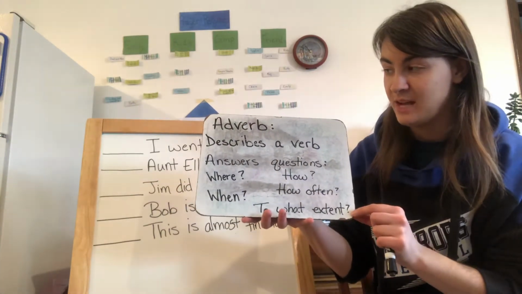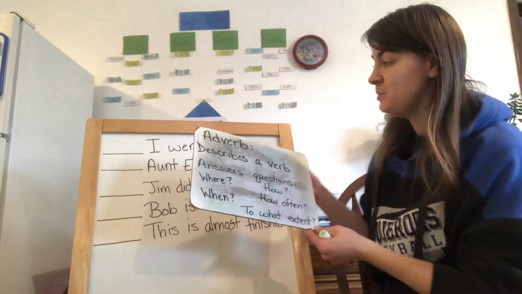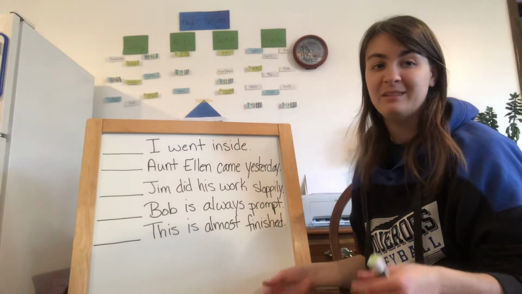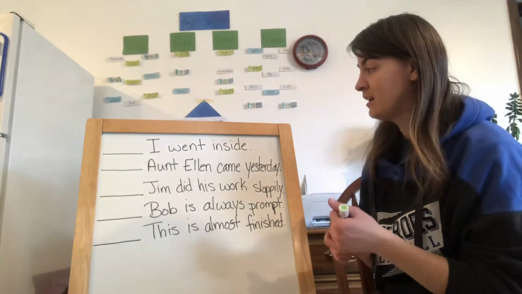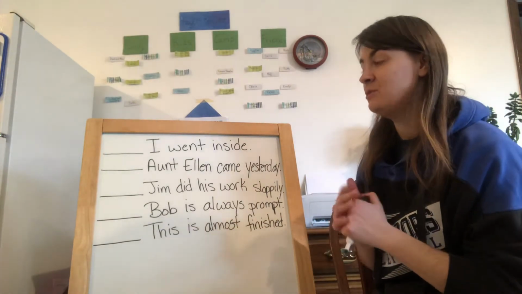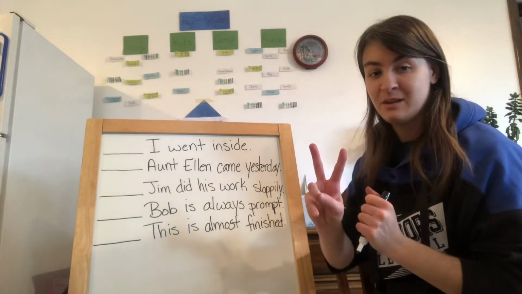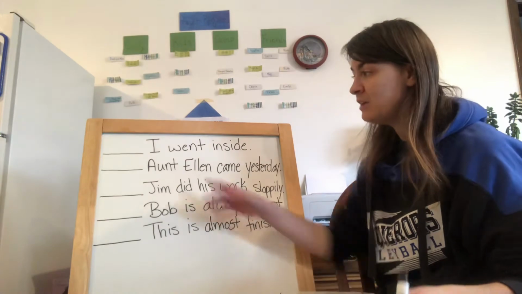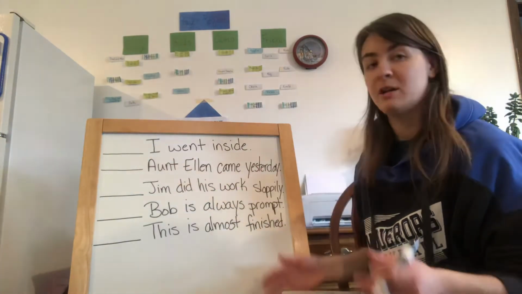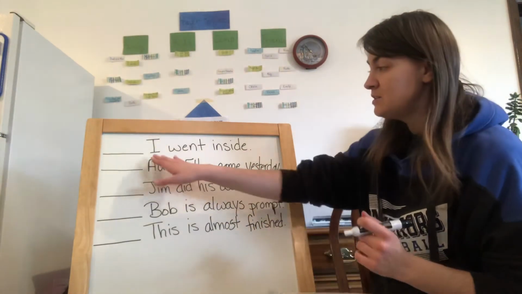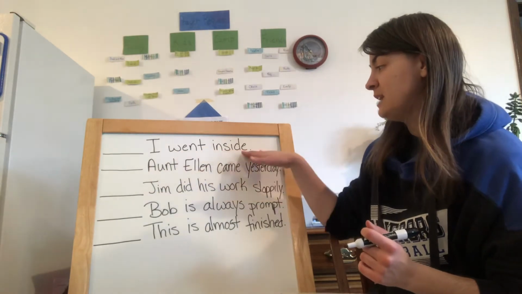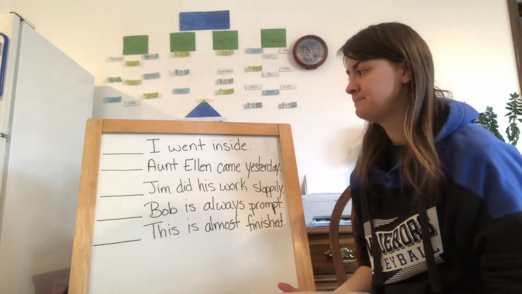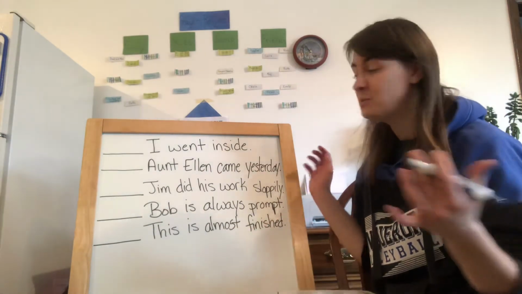and to what extent. So my examples are up here on the board because I also want to give you an example of what you're doing in English yesterday and today. For English yesterday and today, you were to underline the verb twice, and then you needed to circle the adverb and write in the blank what question the adverb is answering. So we have the sentence here, I went inside. What's the verb here in this sentence? I went inside. That's right, it's the word went.